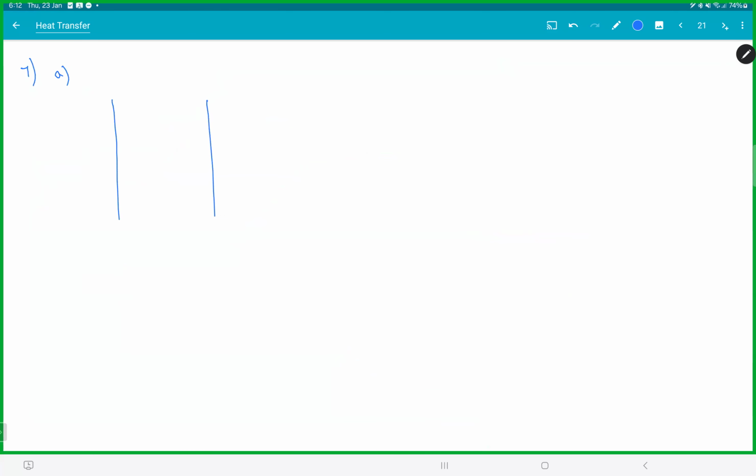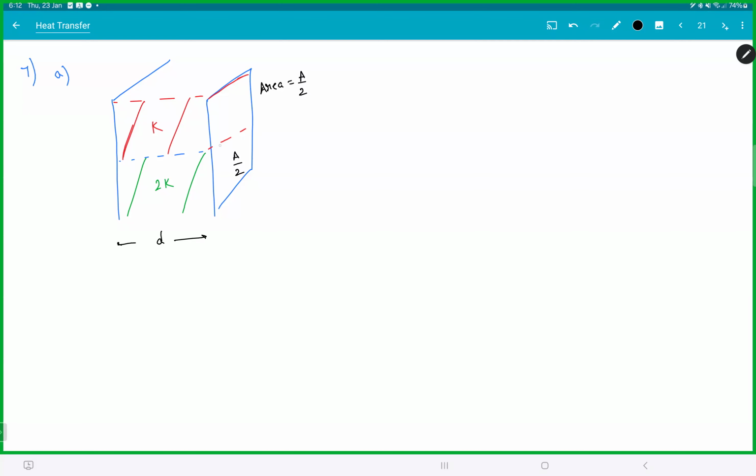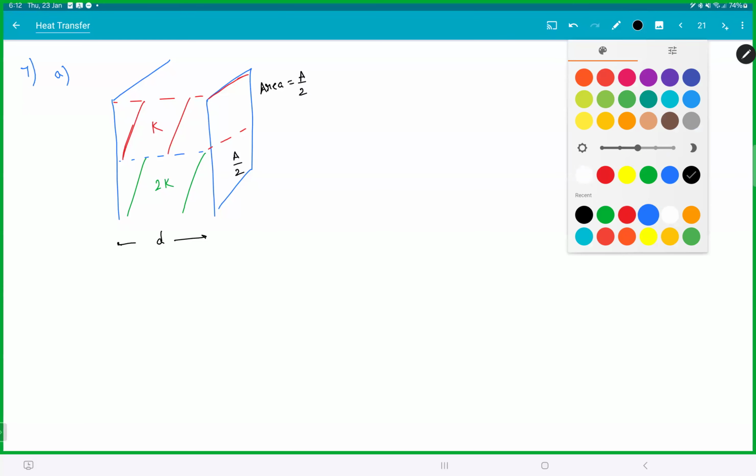So we have two parallel plates. The upper part is filled with material K. The lower half is filled with 2K. The distance between the plates is D. This area is A by 2 and this area is A by 2. Basically, it is half of the plate. So heat is flowing from left to right.